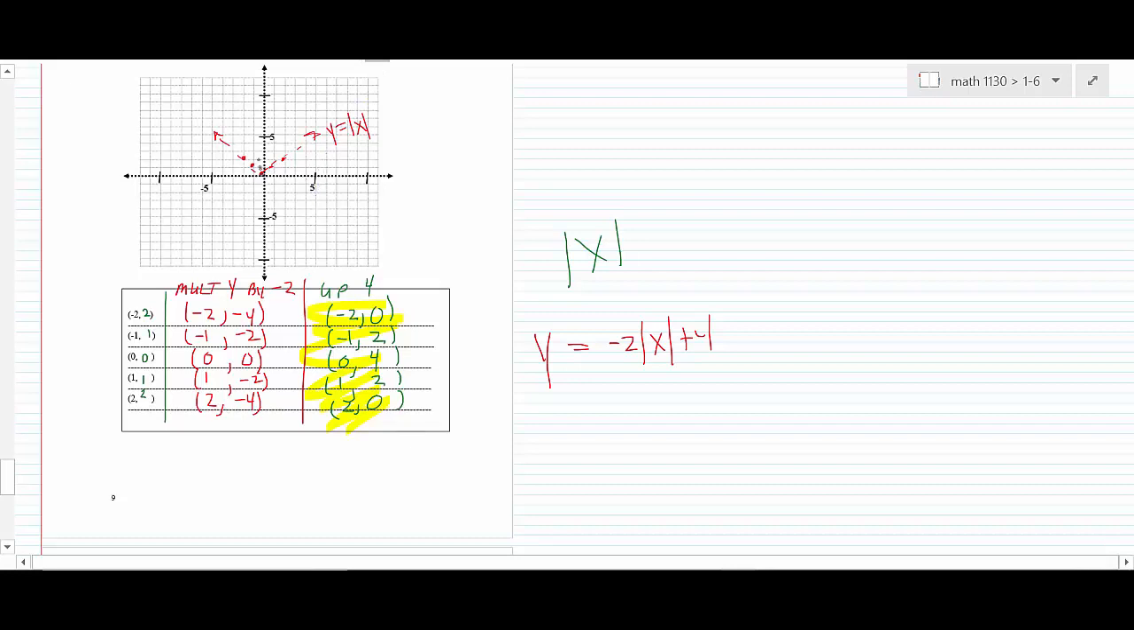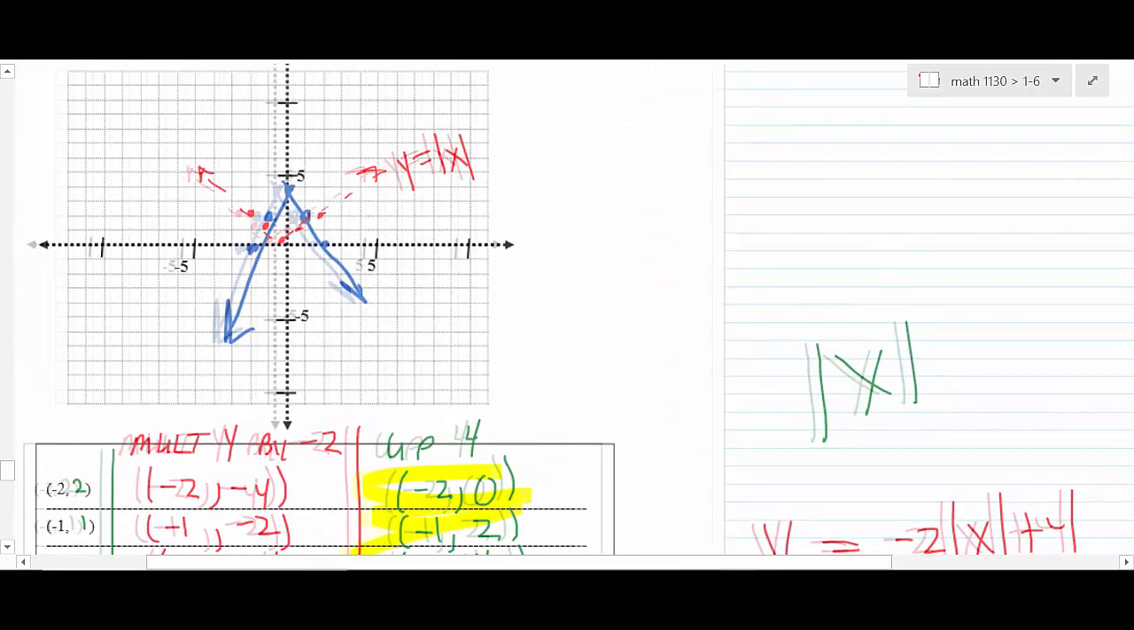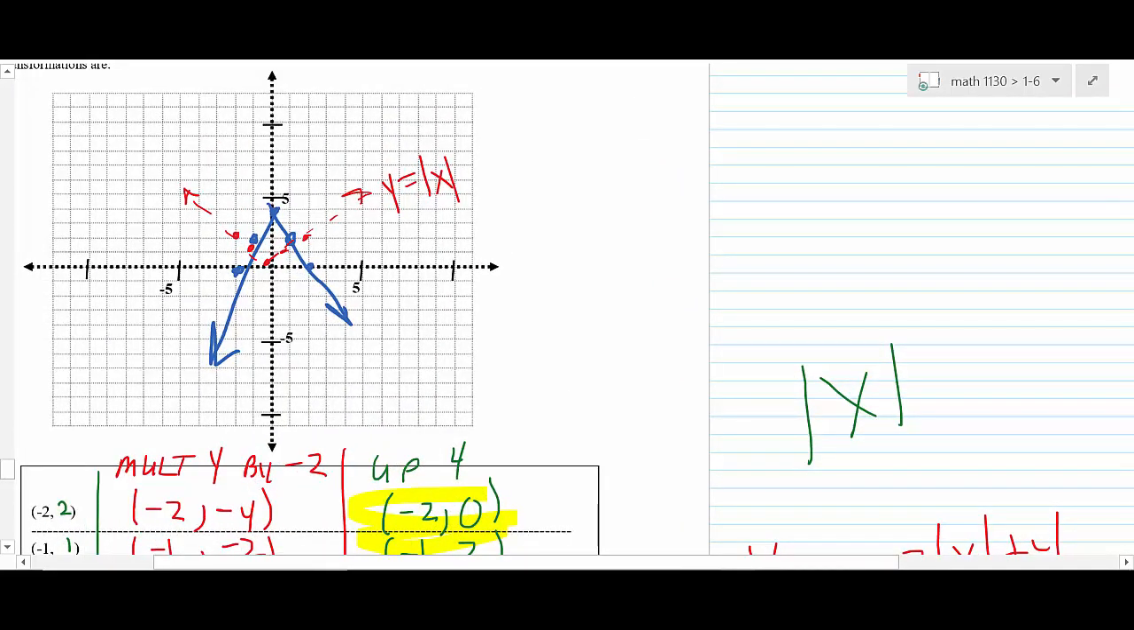So let's see, we'd have -2, 0, -1, 2, 0, 4, and so forth like that. Okay? So we're going to see if you can see how that works. You can see the reflection. Can you see the up 4? Yeah, that point got moved up 4. Everything got reflected. It's a little harder. Does it look like it's stretched? You have to look at it. It's stretched a little bit like that.